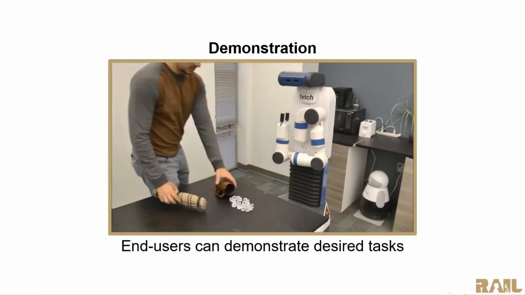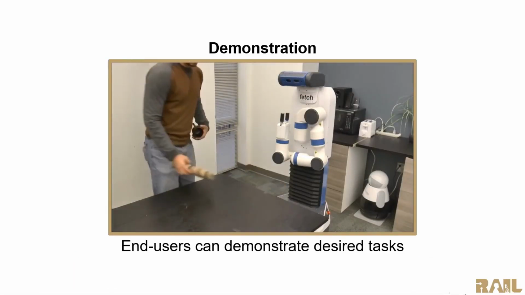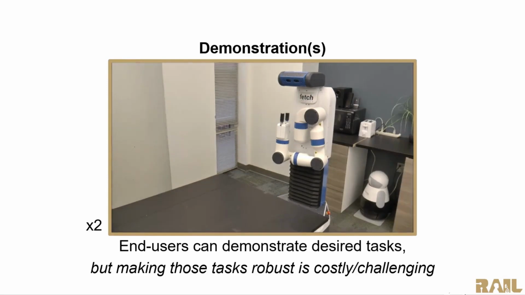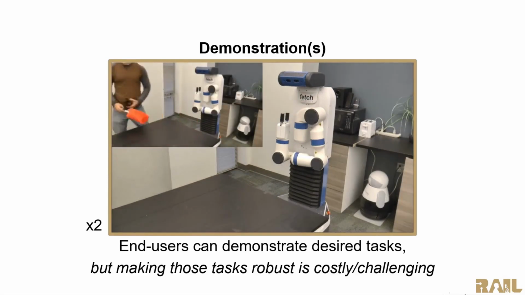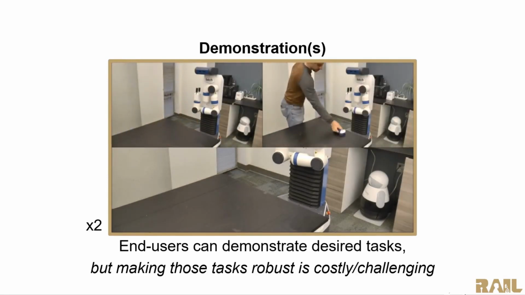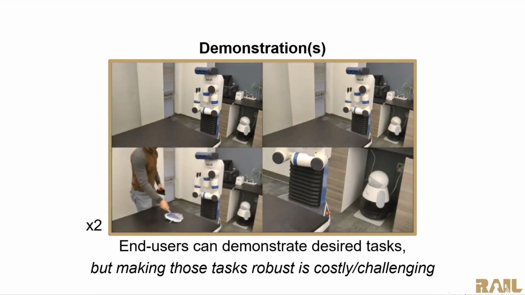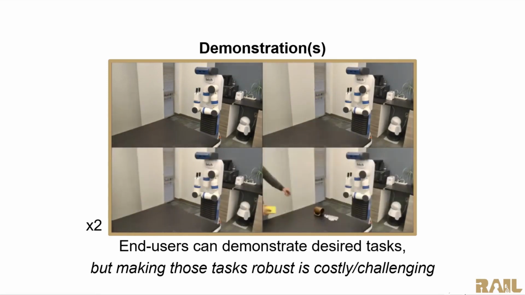End users can readily provide demonstrations of tasks desired of a robot. However, it is burdensome to require a sufficient variety of demonstrations from end users to make the robot robust to perturbations experienced in real-world environments.